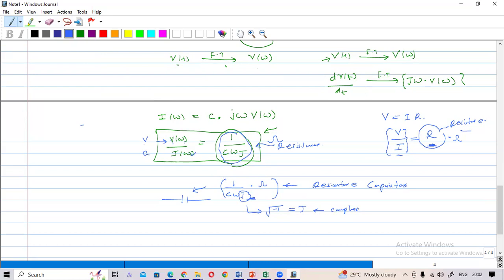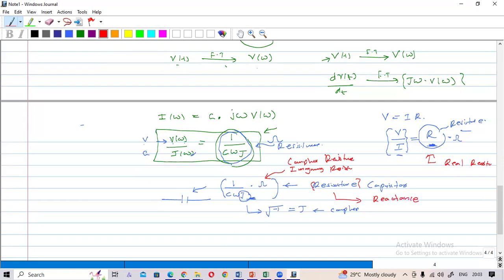Okay. So the difference is that this one is a real resistance. But this one is not real. It is imaginary. We normally call them complex resistances. Complex resistance. Okay. So we are not using the word resistance here. We are normally using reactance.